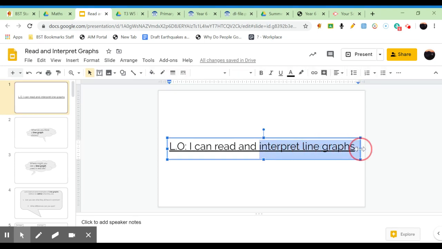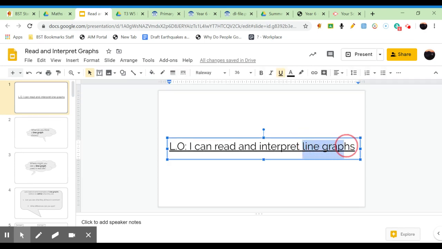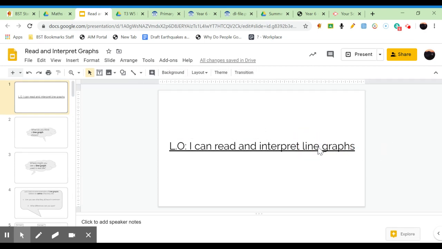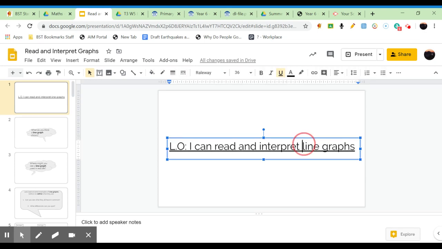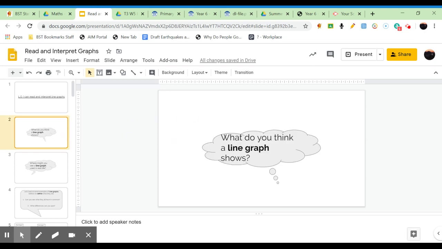Okay. And it's all to do with line graphs. Many of you will be familiar with line graphs. Many of you won't. The key to understanding line graphs is going to be the line aspect. And they are very particular types of graphs. So, first of all, here is my first question. What do you think a line graph shows?